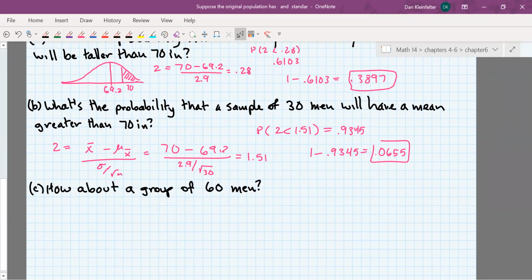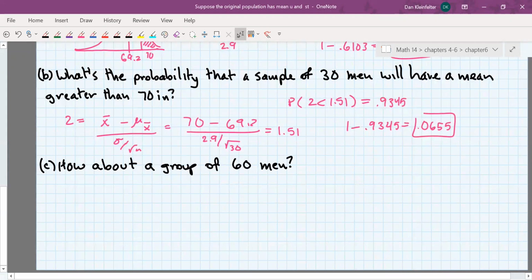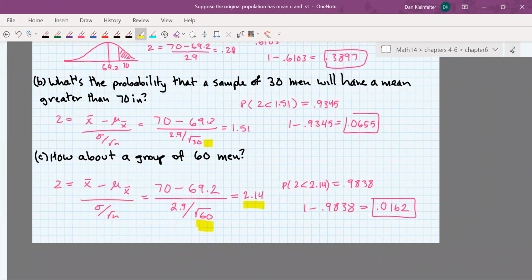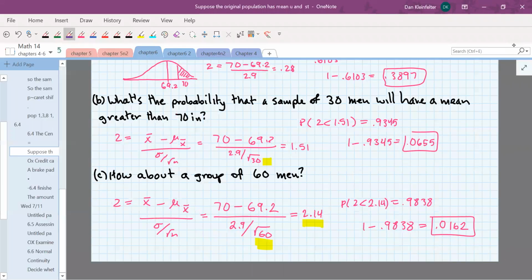We'll make the same calculation for a group of 60 men. Before we do that, take a minute and think about whether our answer should be more or less than for the group of 30. All right, for the group of 60 men, I've completed the calculation, and the only difference is that I changed the n to 60 from 30 to reflect the doubling of our sample size. We end up with a z-score of 2.14, and the probability of z being less than 2.14 is about 98%, so the right tail is about 0.01. So the probability of getting a group of 60 men with a mean height more than 70 inches is just a little over 1.5%. As you can see, it's much less likely than the probability of an individual exceeding a certain height.